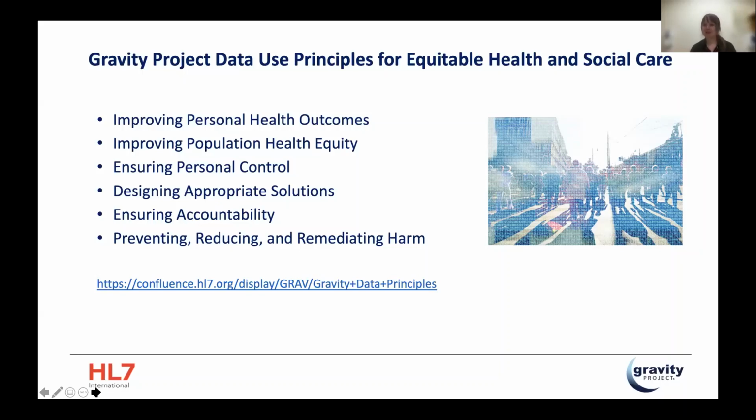And these are the core principles. And again, I put the link in the chat. So all the terminology work we just described, addressing that risk of being invisible and being hidden, elevating these concerns into the healthcare ecosystem. These are the things that we need to keep in mind, right? That the goal is to improve personal health outcomes. The goal is to improve population health equity. We always need to make sure we're ensuring personal control. We have to make sure that we're designing appropriate solutions. And these are all unpacked in the link.